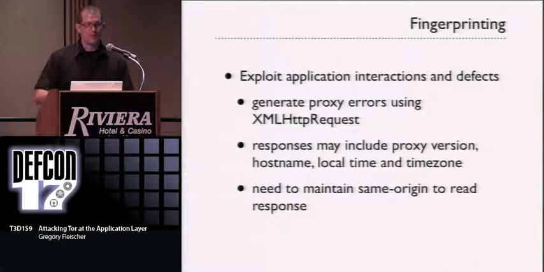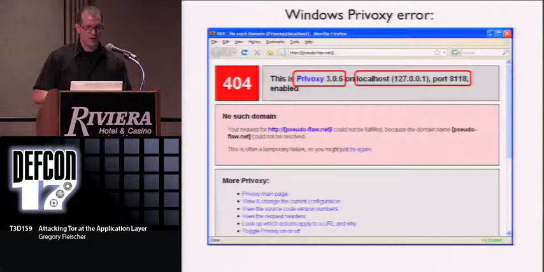And we can also then move on to looking at, can we cause these proxies to have errors? If we can read those error messages back, we start to get information about what versions they are and perhaps other information that can be used to reduce your anonymity and privacy. Because some of these error responses include the proxy version, your host name, the local time and time zone. And as long as we can maintain a same origin, we can read these error messages back.